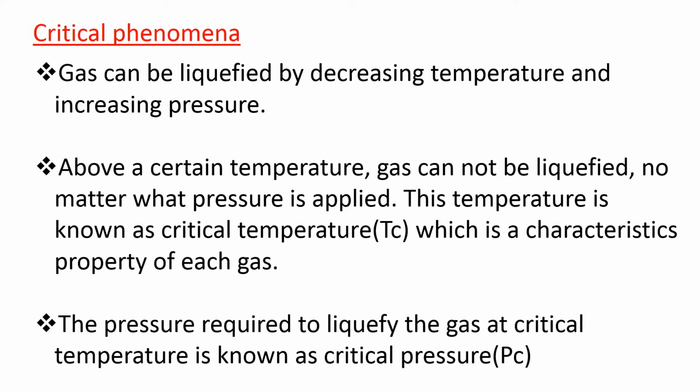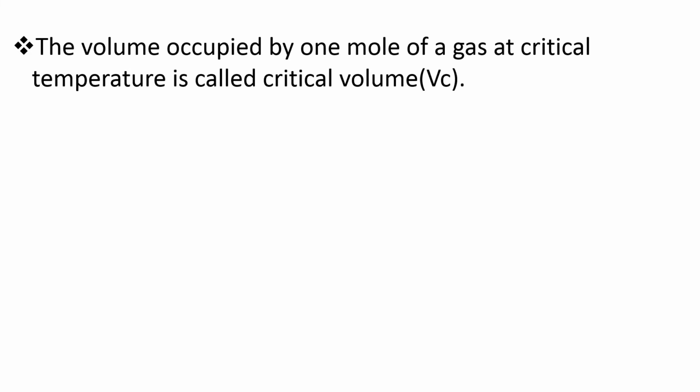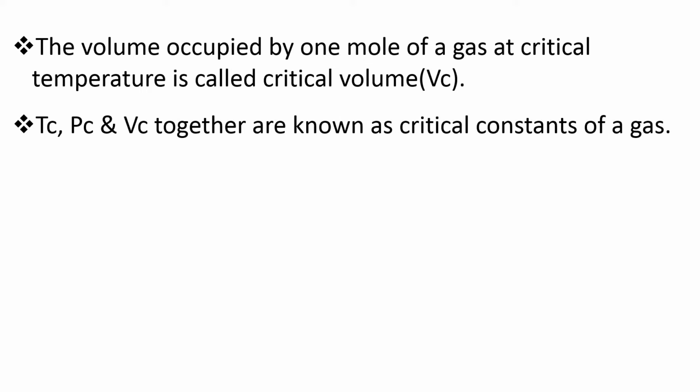Now, the pressure required to liquefy the gas at critical temperature is known as critical pressure. Now, what is critical volume? The volume occupied by 1 mole of the gas at critical temperature is called critical volume. So, this critical temperature, critical pressure, critical volume, which are denoted by Tc, Pc and Vc, are known as the critical constants of the gas.